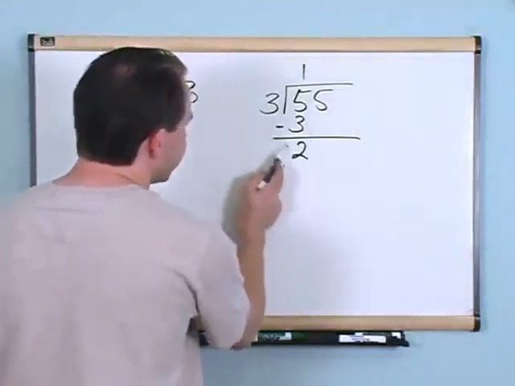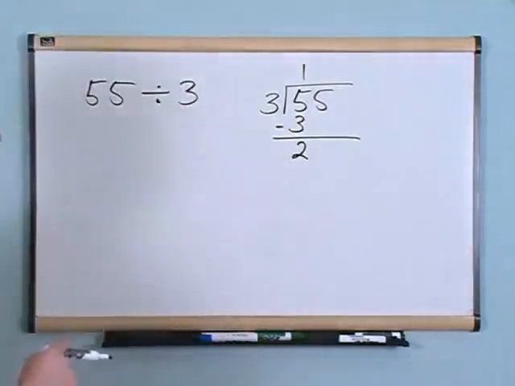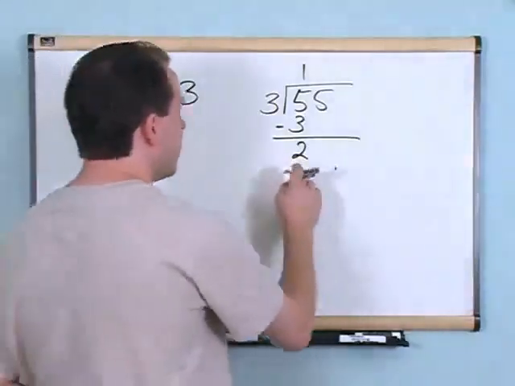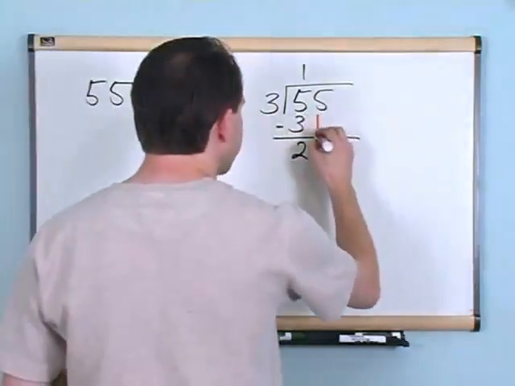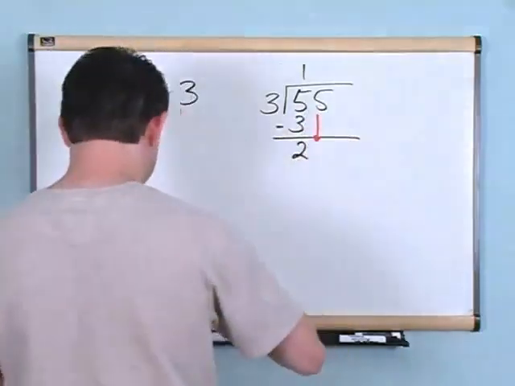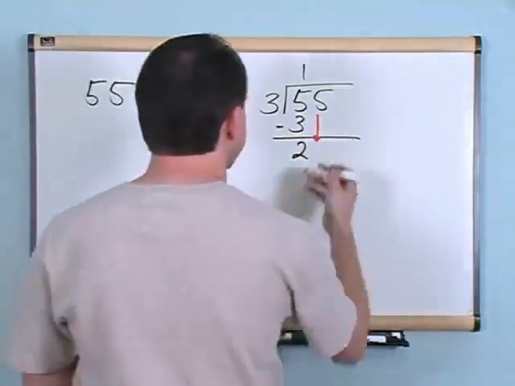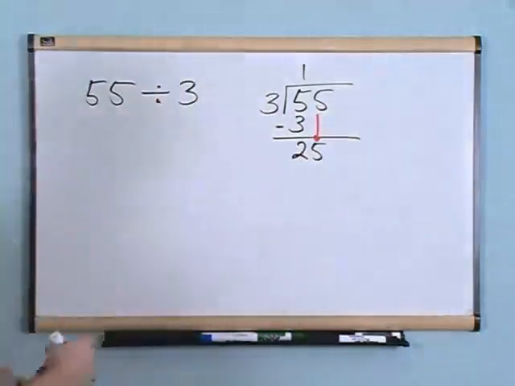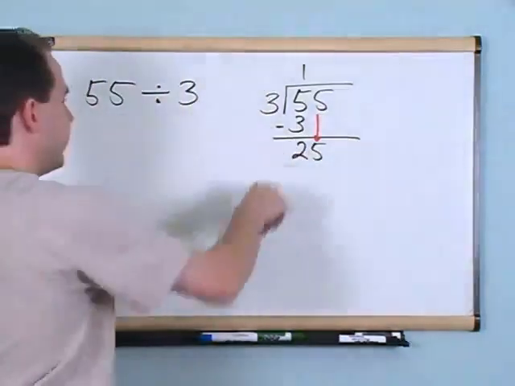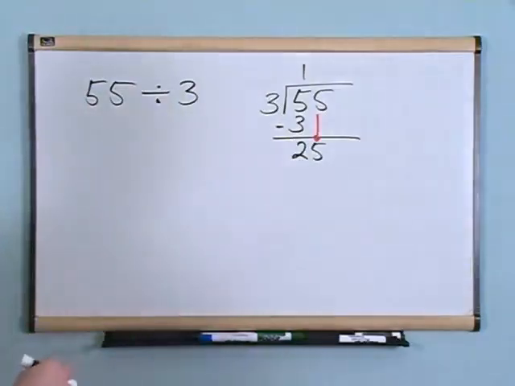Can you divide 3 into 2? Well, the answer is no, because this is too small. But what you do have is an extra digit here, which we're going to drag down, and we're going to put down as 5. Now I have 25 down here. Can you divide 3 into 25?